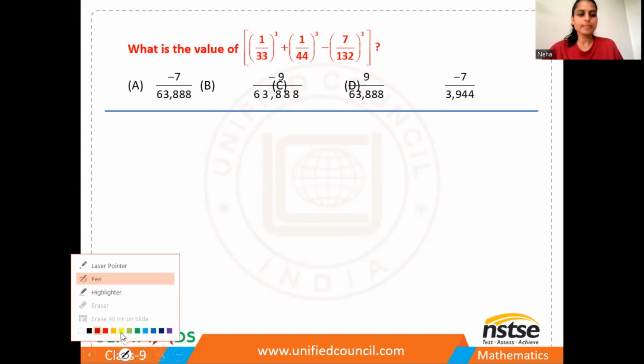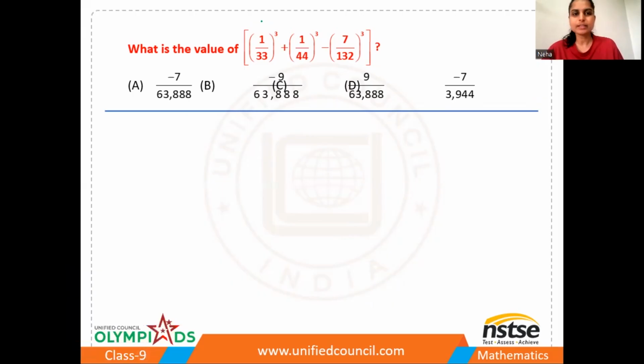In this question, students, let's suppose this is A, so this is A cube. Let's suppose 1 upon 44 is B, so this is B cube. And let's suppose 7 upon 132 is C, so this is C cube. So this is A cube plus B cube minus C cube. Perfect. Now, students, what can I do here? First let me write the values. A is equal to 1 upon 33, B is 1 upon 44, and C is 7 upon 132, right?